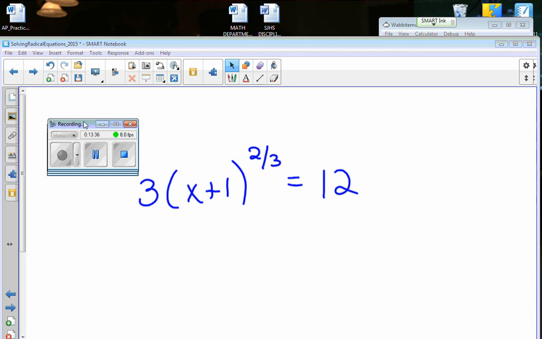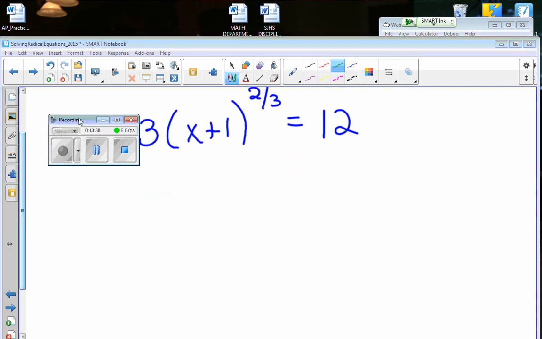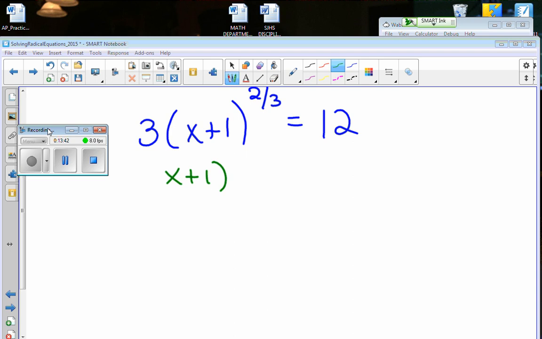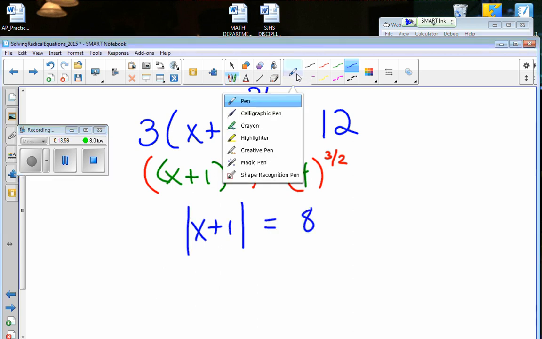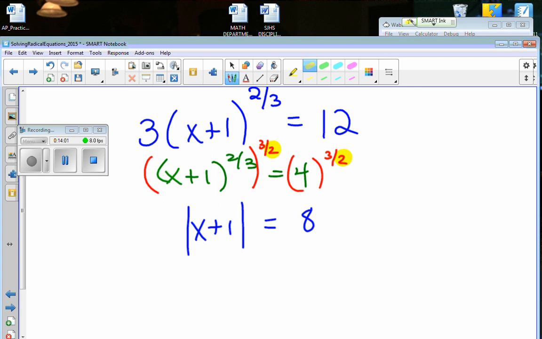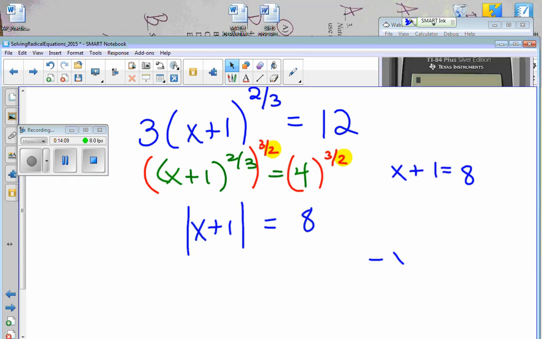Let's make sure we know algebraically how to do it in case we're stuck. I'm going to divide by 3 first. Now that I have it isolated, I'm going to raise each side to the 3 over 2 power, and I get the absolute value of x plus 1 is equal to 8. Remember that when the index is even, you should use absolute value. So the 2 solutions are x plus 1 equals 8, or negative x minus 1 equals 8. So x is 7. We got that on the calculator.